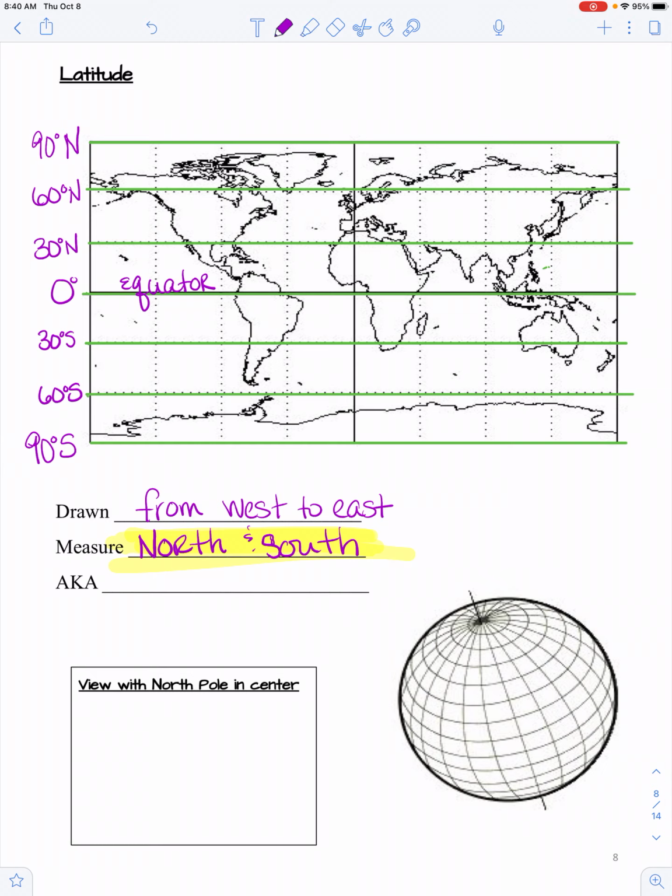And we also call these sometimes, instead of latitudes, parallels, because they're going to run parallel to each other. So because they're parallel, lines of latitude never touch.